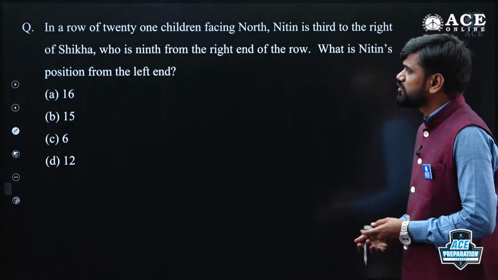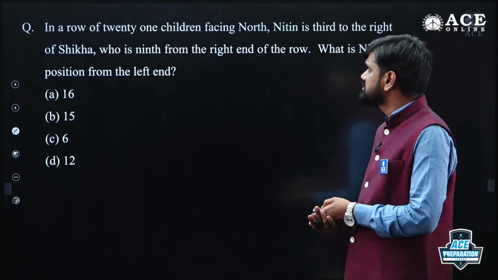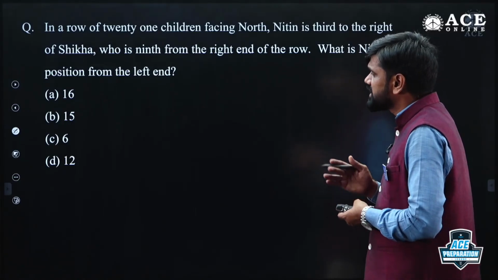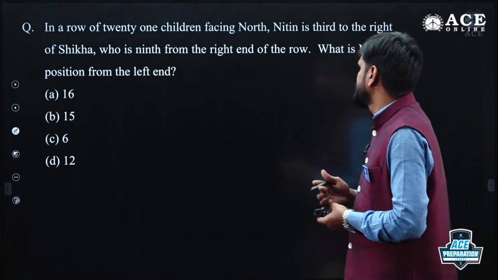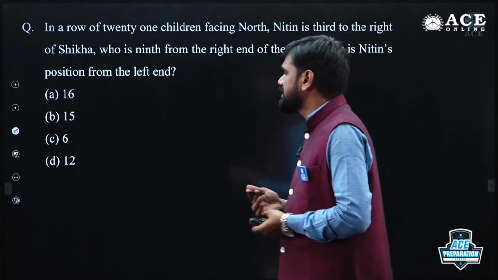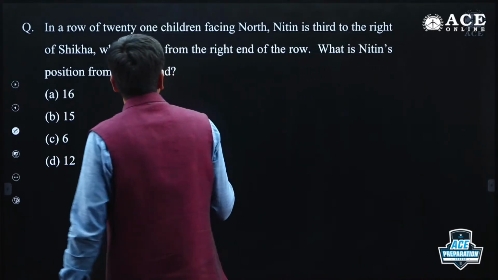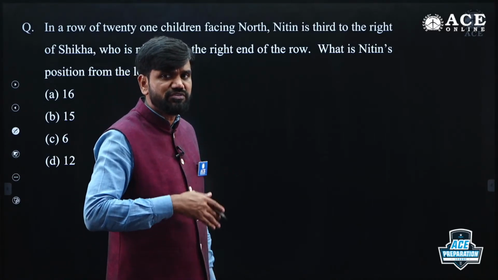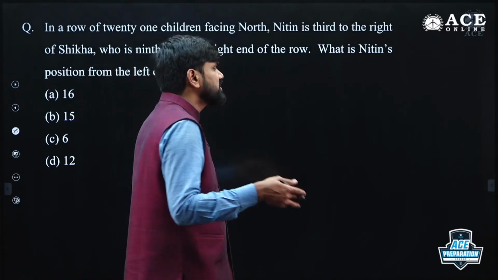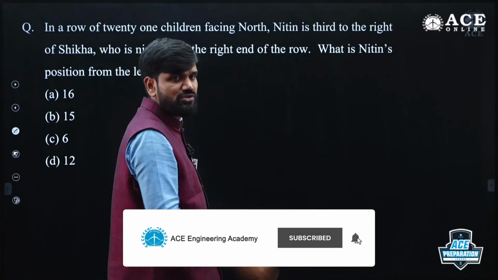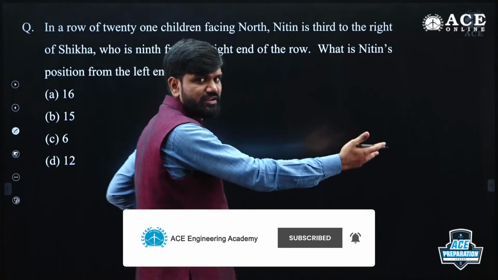Come on. In a row of 21 children facing north, Nitin is third to the right of Shikha, who is ninth from the right end of the row. What is Nitin's position from the left end? So, in a row of 21 children facing north, whether they are facing north or south or east or west, it does not matter. Whatever is the direction you are facing should be the direction they are facing. That is how you should imagine, so that it becomes easy for you to draw the diagram.